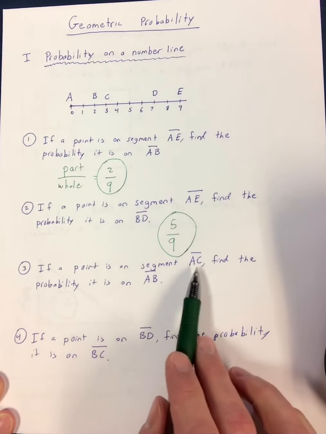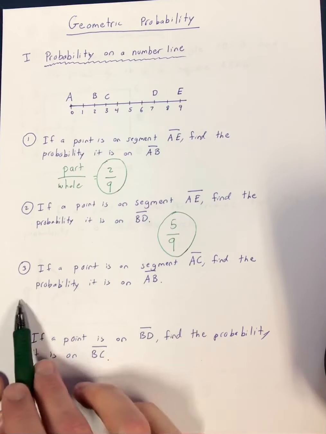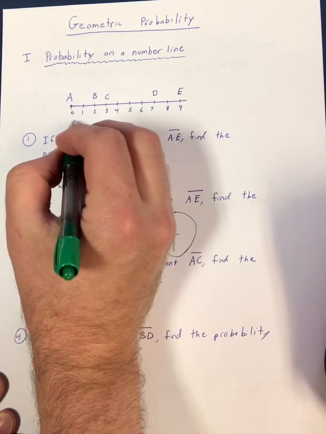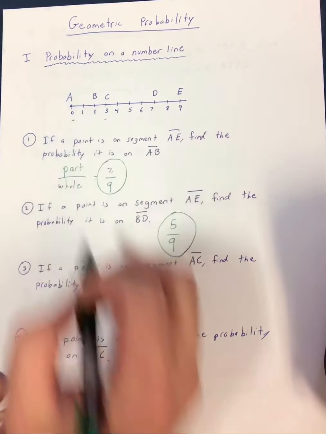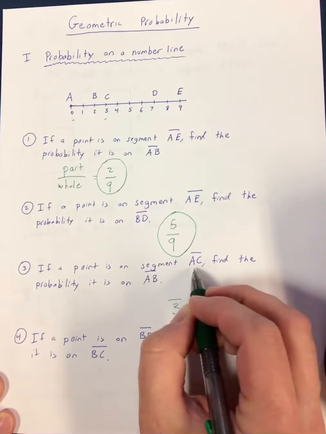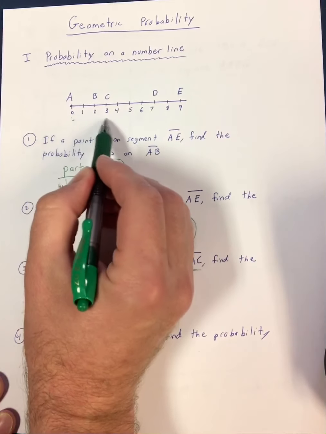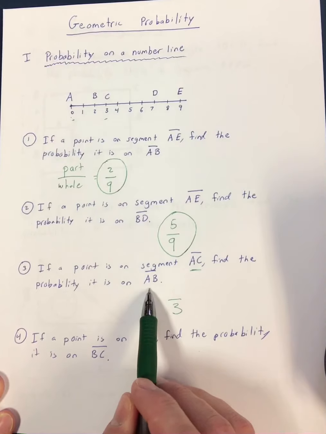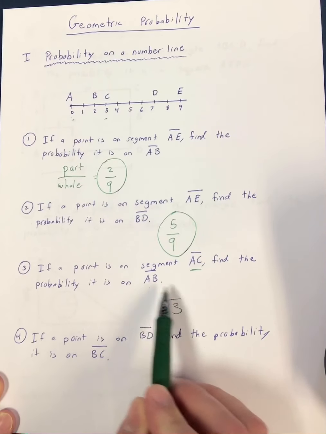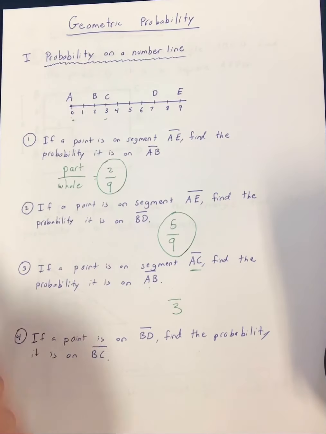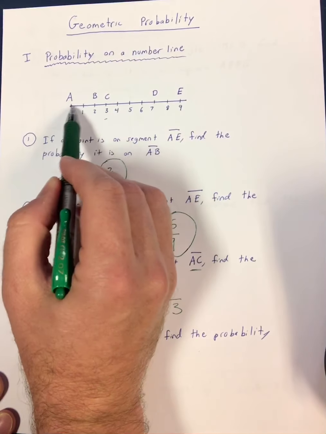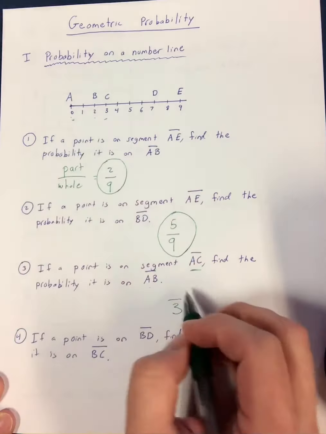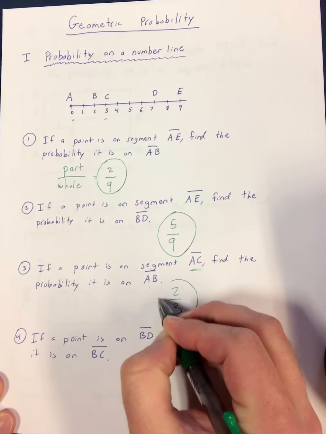If a point is on segment AC, find the probability it is on AB. So AC goes from here to here. That is 3 units long. Find the probability it is on AB. So we want to find out how long AB is, and that's going to go in our numerator. A to B is here to here. That is 2 units long from 0 to 2, making our answer 2/3.